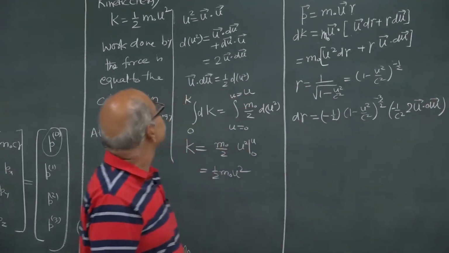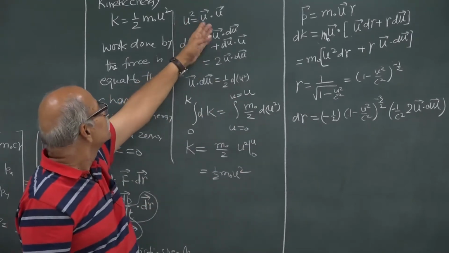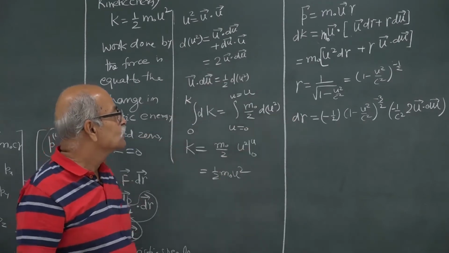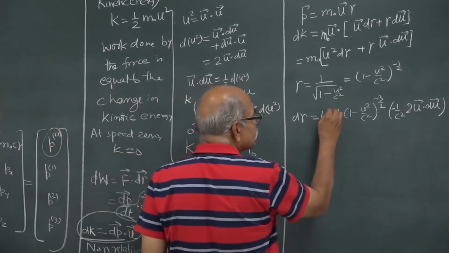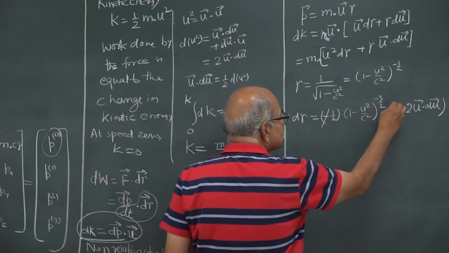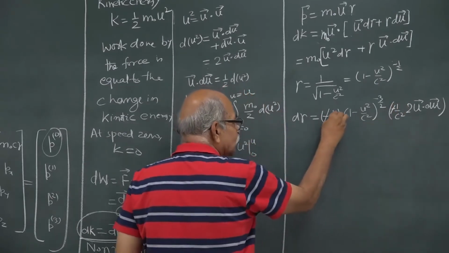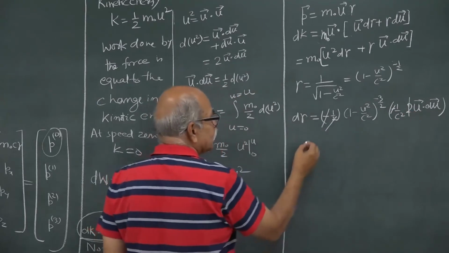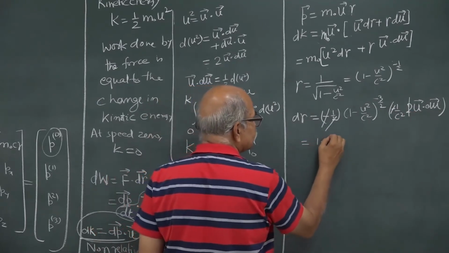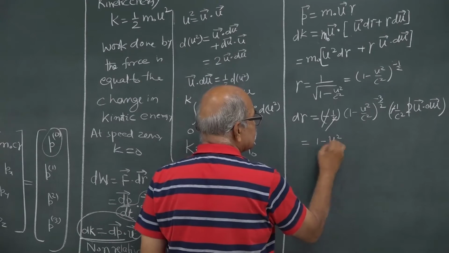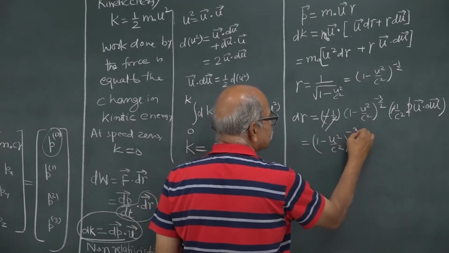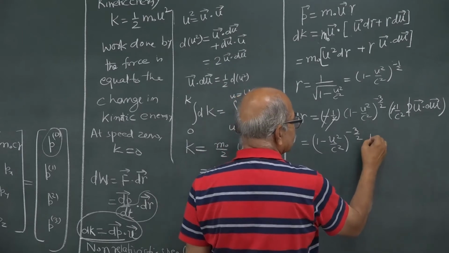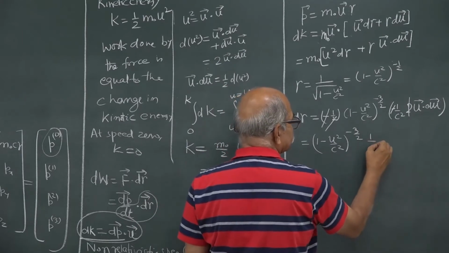We have already done here u square. When you differentiate u square, you get 2 times u dot du. So this minus will cancel out with this minus. This 2 in the denominator will cancel out with this 2 in the numerator, and you are left with 1 minus u square by c square power minus 3 by 2, and then you have this 1 by c square and u dot du.